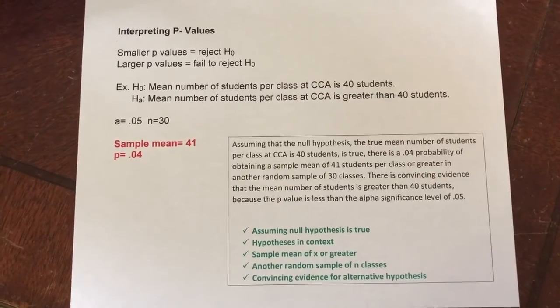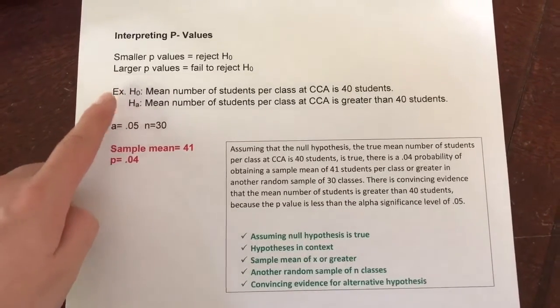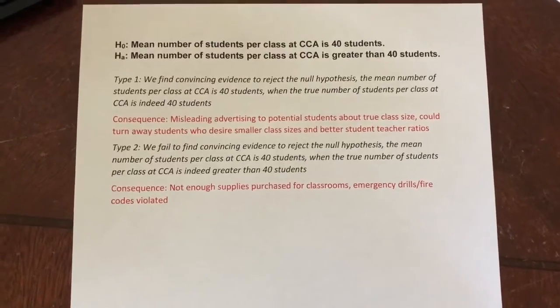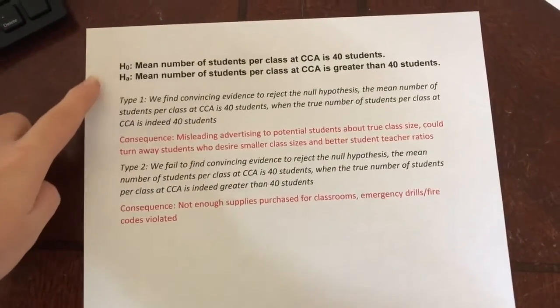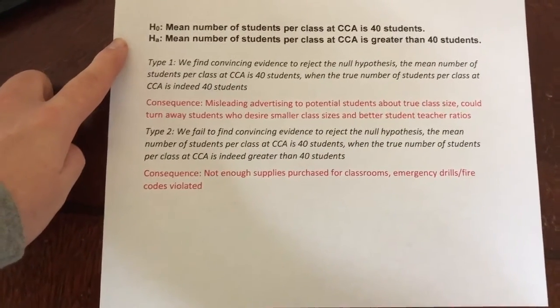So for this example, the null hypothesis in context would be the mean number of students per class at CCA is 40 students, and then this would be the alternative. Always remember to interpret type 1 and type 2 errors in the context of the problem. So as we see here, we have the null and alternative hypothesis. A helpful tip to remember the difference between the two errors is that "fail to" goes with type 2.